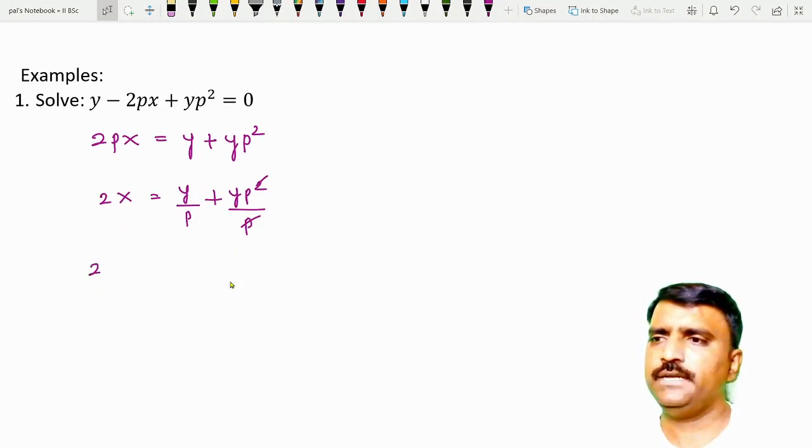So 2x is equal to y divided by p plus yp.